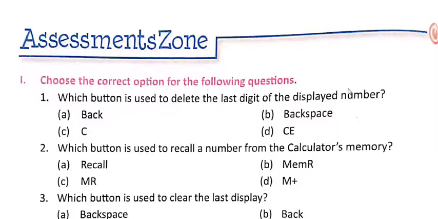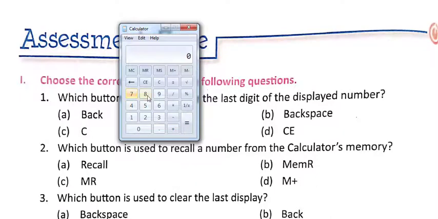First exercise is choose the correct option. Question number 1. Which button is used to delete the last digit of the displayed number? Suppose we have entered any number in the calculator like 87426. Then I want to delete this last digit of the displayed number, 6. In this case, I will press the backspace key of my keyboard.